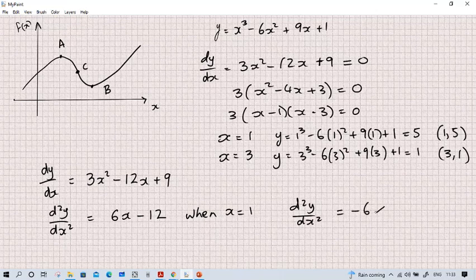Now this is less than 0. So we have shown that the point (1, 5) is a maximum. And we can see that from the curve. The point A is the turning point, which is the local maximum on this cubic equation. And we test again when x equals 3.